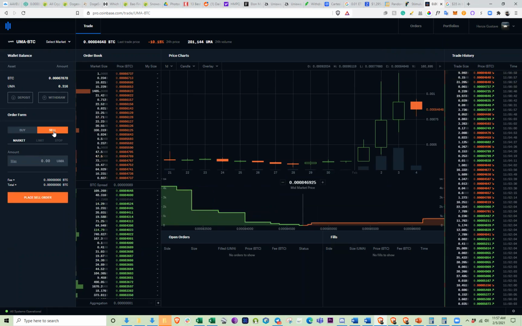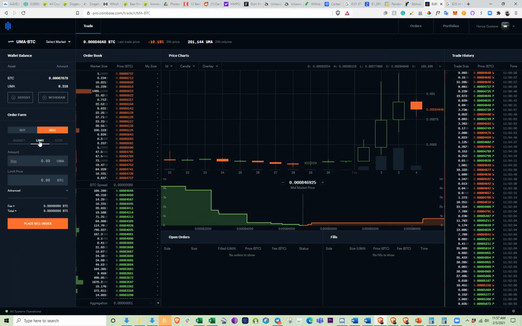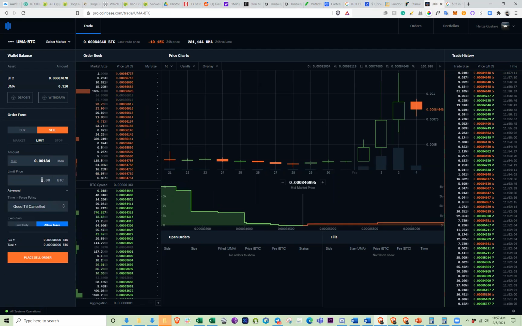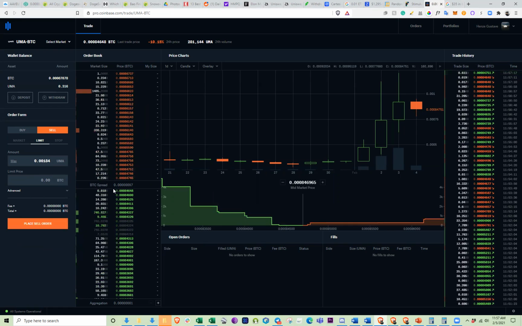Make sure I'm on the sell side. And it's going to be a limit order. Make sure you click limit. The price I'm gonna put right here. And so with this, I hate how they have it set up. Sorry, I have it backwards. The price actually goes down here. My bad. So I have it here.